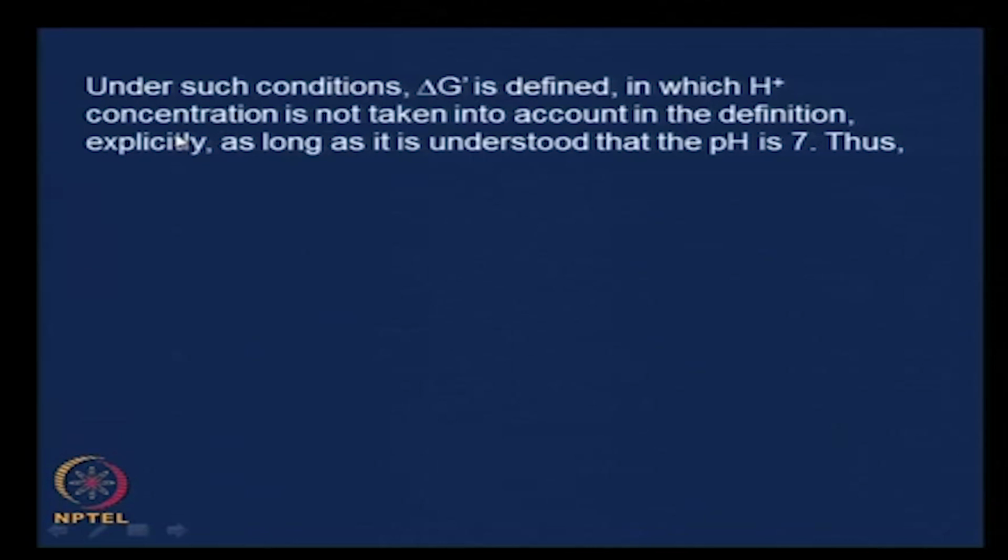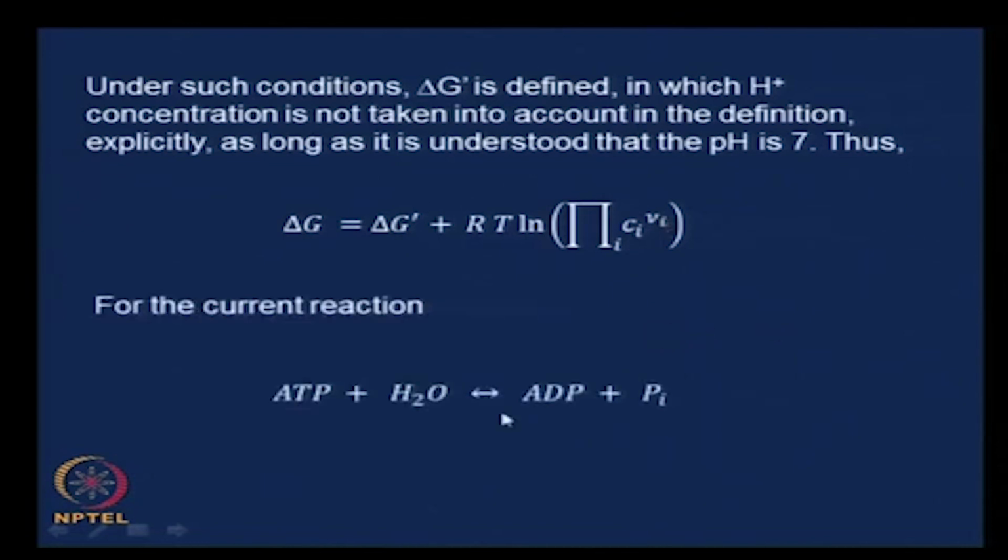This is defined in which the hydrogen ion concentration is not taken into account in the definition explicitly, as long as it is understood that the pH is 7. It is essentially saying that the hydrogen ion concentration is taken as 10 power minus 7 molar, and therefore for our biological reactions the equation of relevance to use is delta G equals delta G dash plus RT ln the product over all i's of Ci to the power mu i, and for the current reaction, which is ATP plus water giving you ADP plus Pi, this is the reaction that we are considering here.